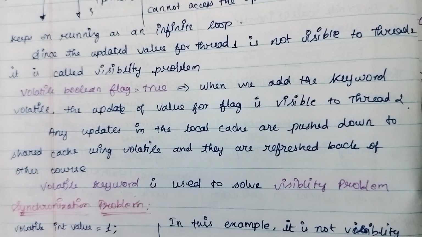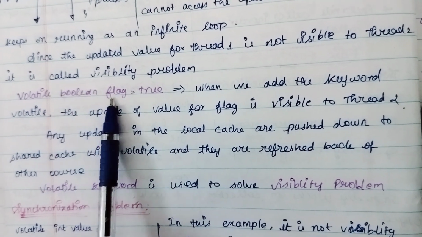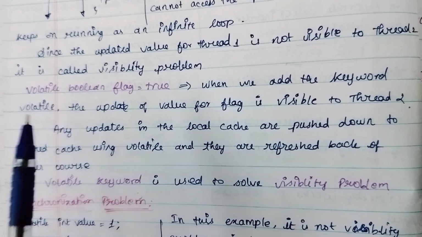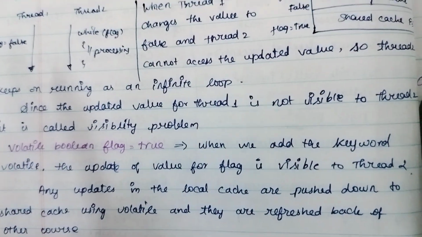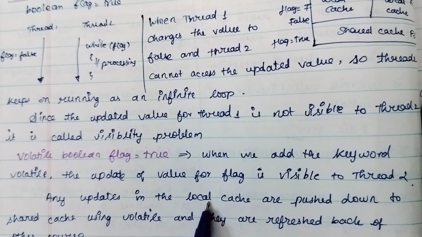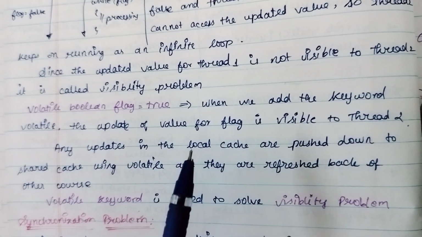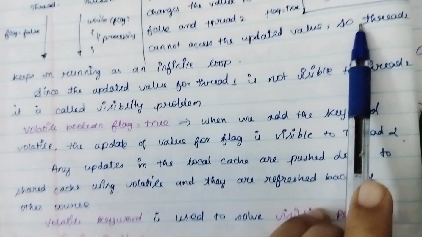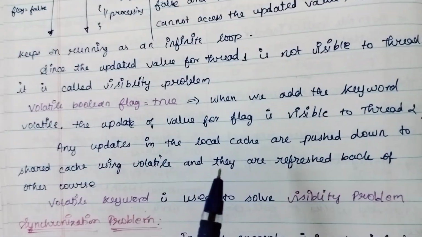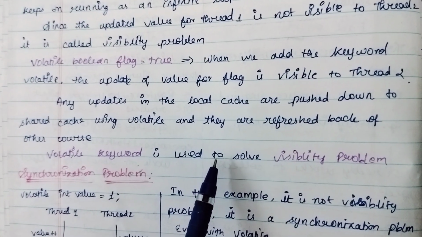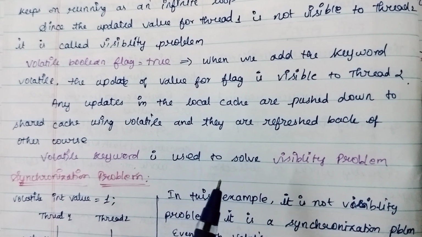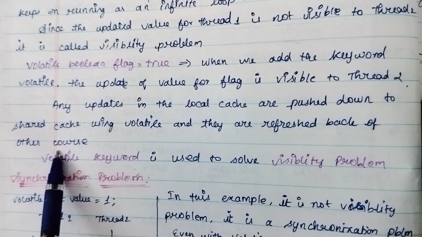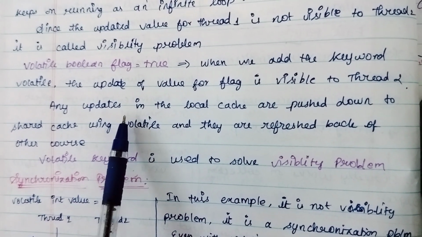Let's see what the volatile keyword actually does. Volatile boolean flag is equal to true, right? Whenever we add the keyword volatile, each and every value within T1 and T2 will get updated with volatile. After these values are updated in the local cache, they will also be pushed down into the shared cache, and within the shared cache they will also be refreshed. So this is how our volatile keyword is implemented.